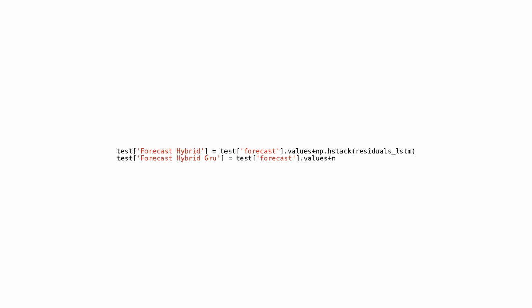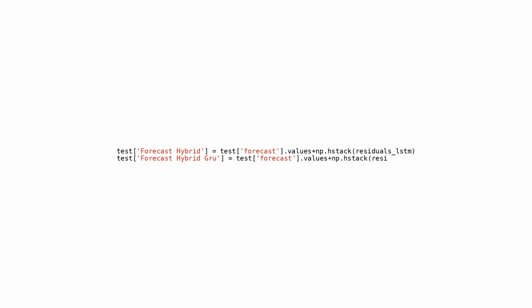A Python code is modifying a data structure called test, potentially a pandas DataFrame. It appends 2 new columns, forecast hybrid and forecast hybrid GRU. The forecast hybrid column is formed by taking the values from the existing forecast column and adding them with the flattened version of the residual LSTM data. Similarly, the forecast hybrid GRU column is created by adding the residual GRU data to the base forecast values.